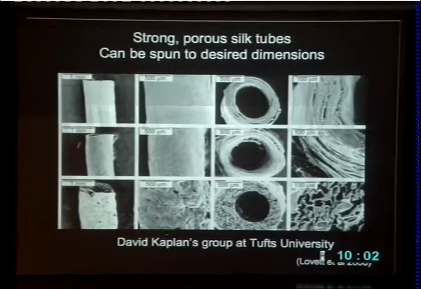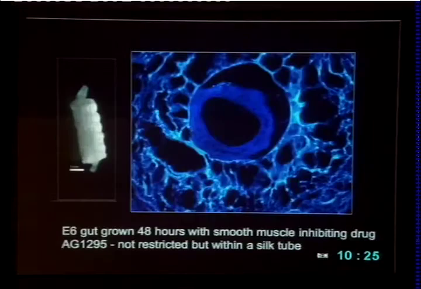So we're using spun silk tubes from David Kaplan's group at Tufts. They're porous, so nutrients can get through. You can spin them at any diameter you want, and you can spin them as thick as you want, so therefore as stiff as you want. So David Kaplan's group made us tubes. If you make a tube that's larger than the diameter of the gut and put a gut in there, then there's no new barrier. Nutrients get through without any problem.